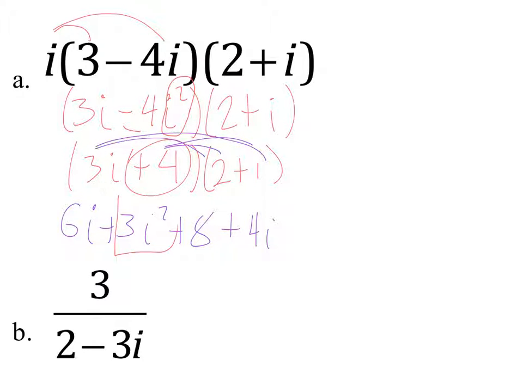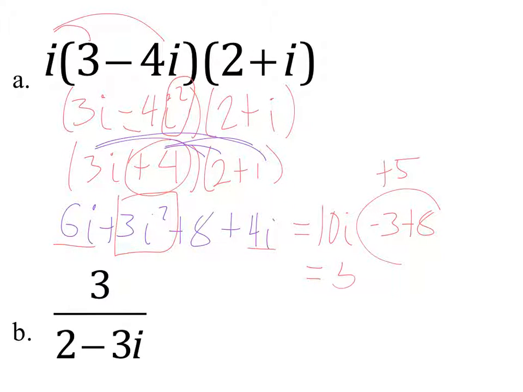First thing I got to do is to figure out what happens with this i squared. That becomes a negative 3. So we've got a negative 3 in here. And my 6i and 4i can be combined to get 10i. So 10i minus 3, and then plus 8. These two combine to make a plus 5. My final answer, written in a plus bi form, would be 5 plus 10i.